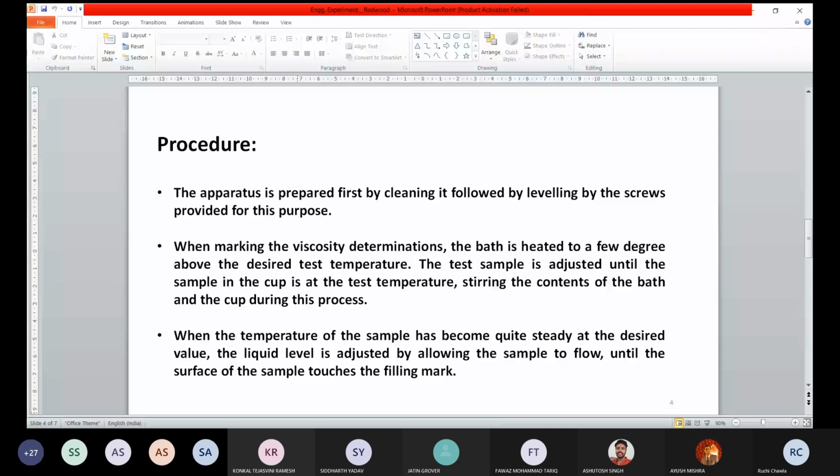So now, is slide number 4 visible to everyone? Yes, ma'am.